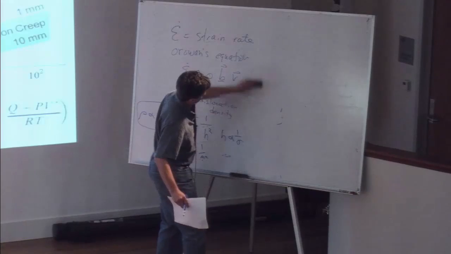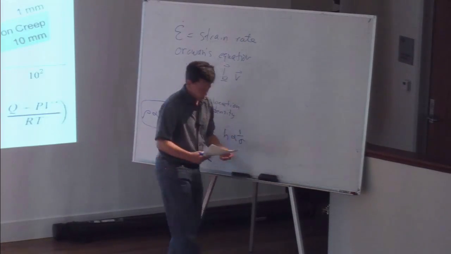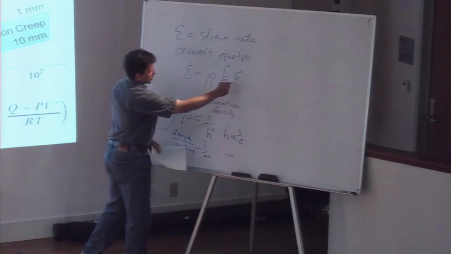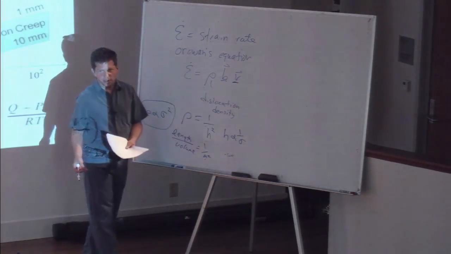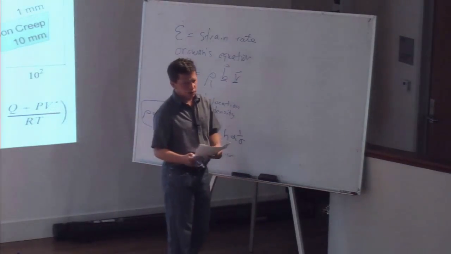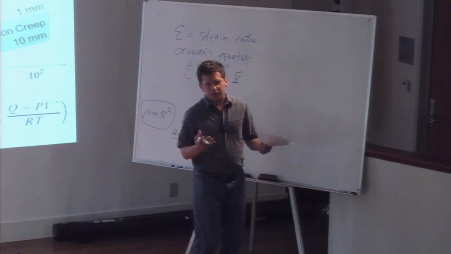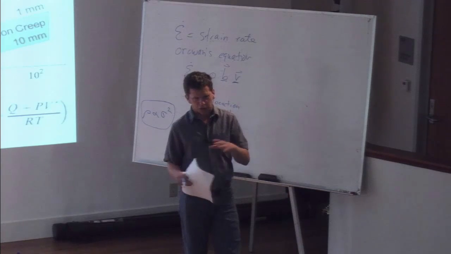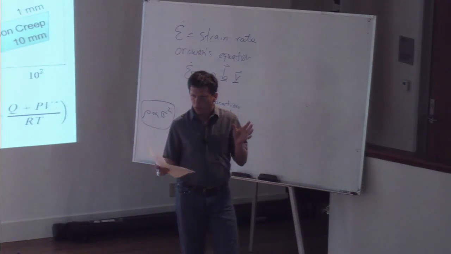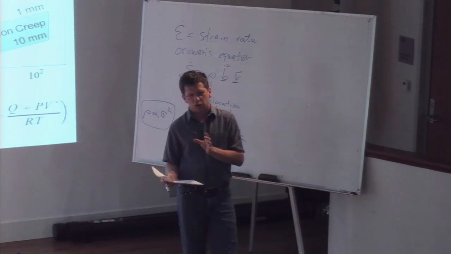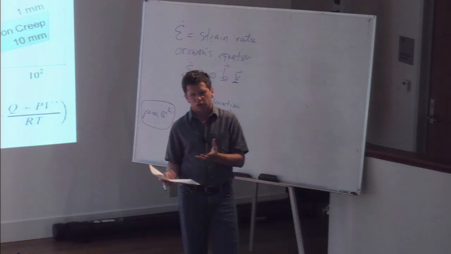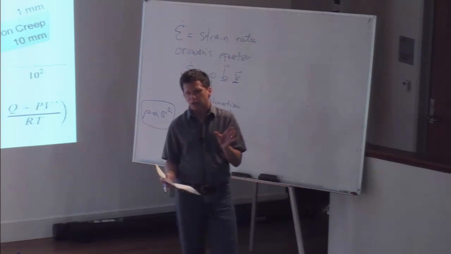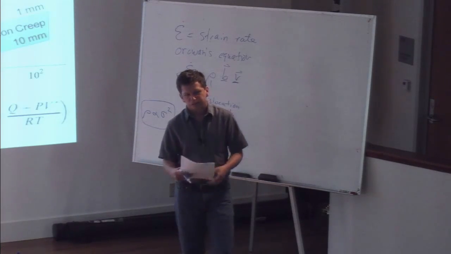All right, so let's go on to the next part of this equation, this V thing. The velocity of the dislocation depends on what type of mechanism is happening, and that's, again, a big subject. But for most situations in the asthenosphere and even in the base of the lithosphere, the velocity of the dislocation is going to be limited by a diffusive process.